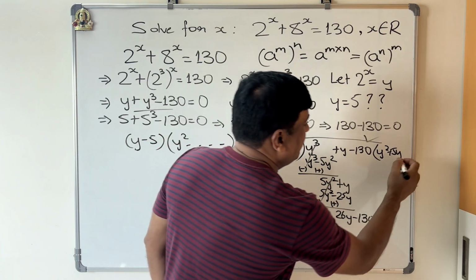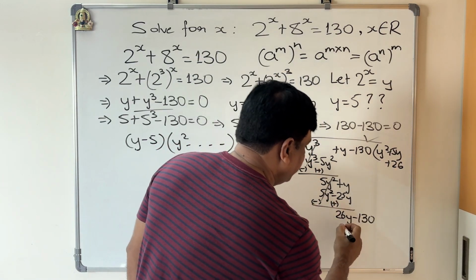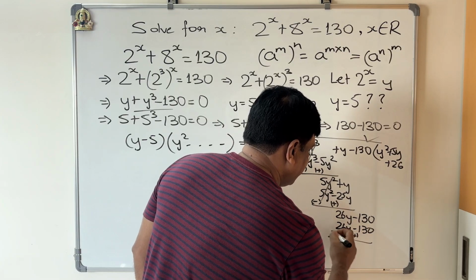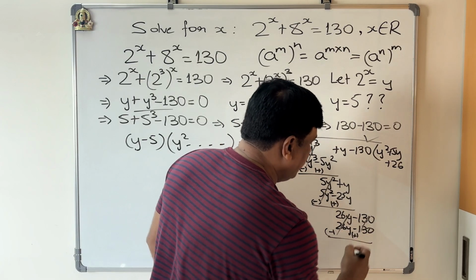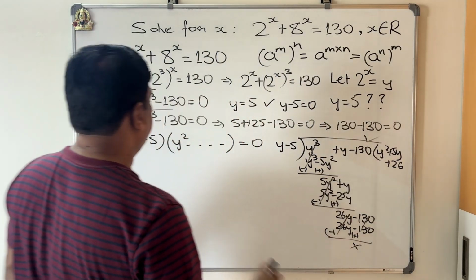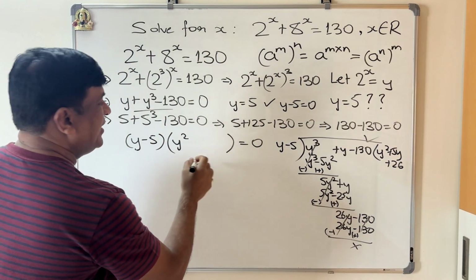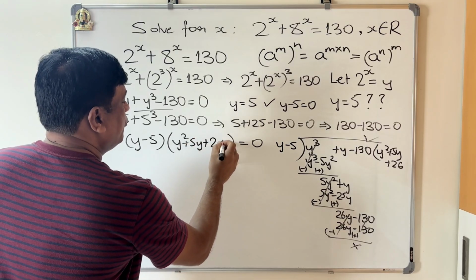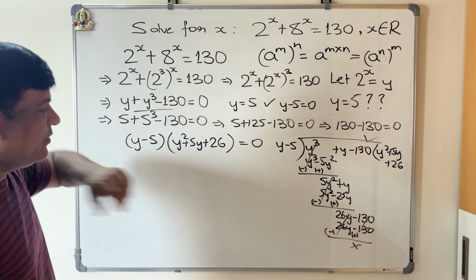What should you multiply with? You will multiply it with 26. So you get 26y minus 130. This gets cancelled out. So what is the quadratic equation you're getting? You're getting y square plus 5y plus 26. So this is the quadratic equation you get.